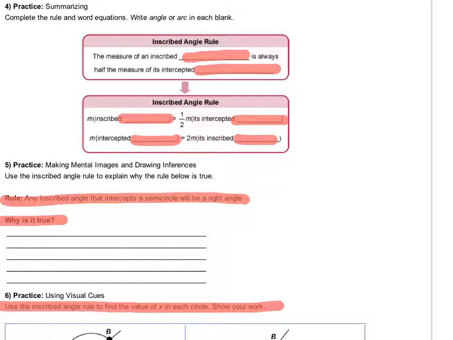So the inscribed angle rule: the measure of an inscribed angle is always half the measure of the intercepted arc. Every single time that's going to work out. So in theory, the measure of the inscribed angle is always half the measure of the intercepted arc. The measure of the intercepted arc is 2 times the measure of the inscribed angle.